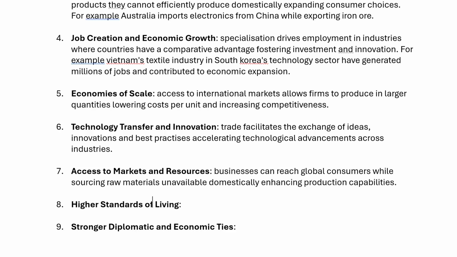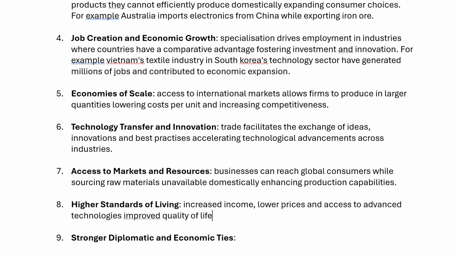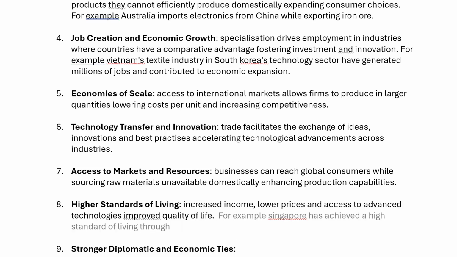Trade can also lead to higher standards of living, increased income, lower prices, and access to advanced technologies that improve quality of life. For example, Singapore has achieved a high standard of living through trade specialization in finance and shipping.